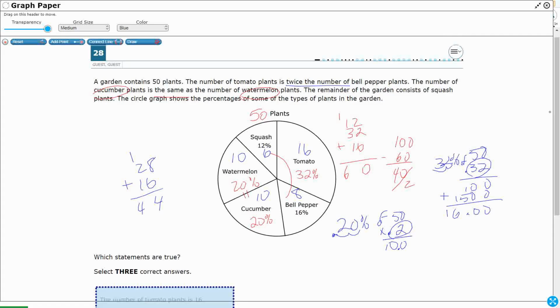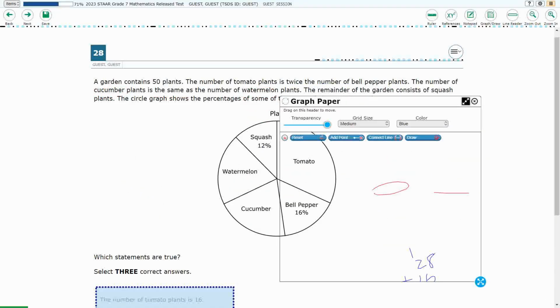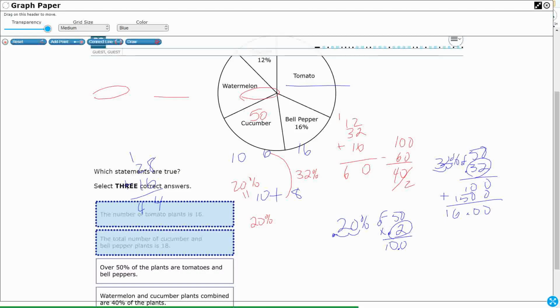Yep, right there. So that is going to be 18. So that looks good. Cucumber and bell pepper is 18. So I just need one more. Let's see what we have.